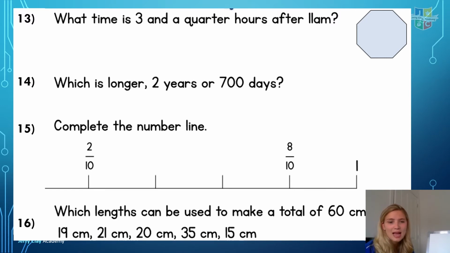Then completing the number line, so you're actually filling in the blanks of what there are on the number line, thinking about, first of all, having a guess, so going, right, oh, there's 2/10, I might guess at 3/10 is going to be my next one, 4/10, 5/10, oh, it doesn't quite work, so what could I do next? And then for number 16, which lengths can be used to make a total of 60 centimetres? So which numbers could you add together to make 60 centimetres? There might be more than one option, so if there is, for bonus point, you can obviously have a go at telling me the other option.